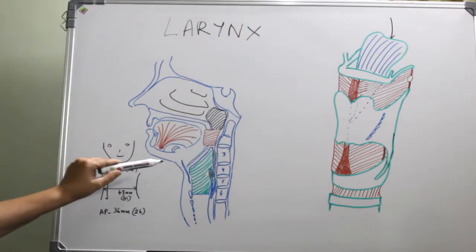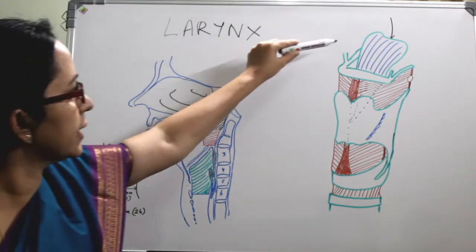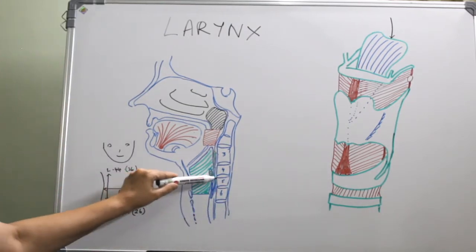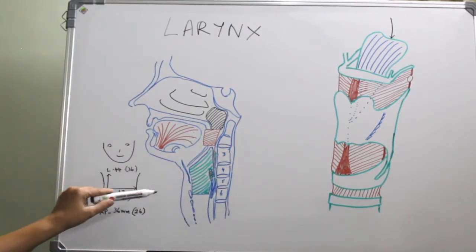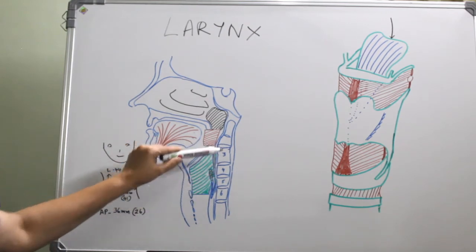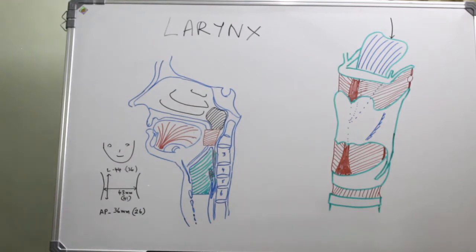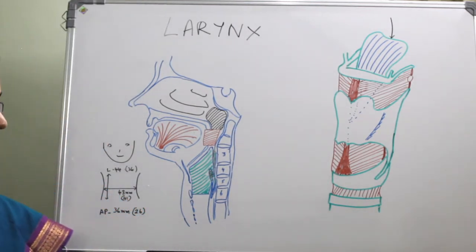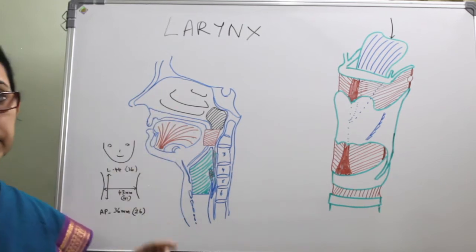It is very clear that the larynx, extending from the epiglottis up to the cricoid cartilage, forms the anterior aspect of the neck, and it lies opposite C3 to C6, that is the 3rd to 6th cervical vertebra, in males. But in females and children it will be a little higher.